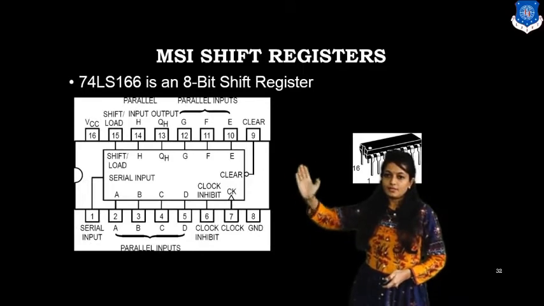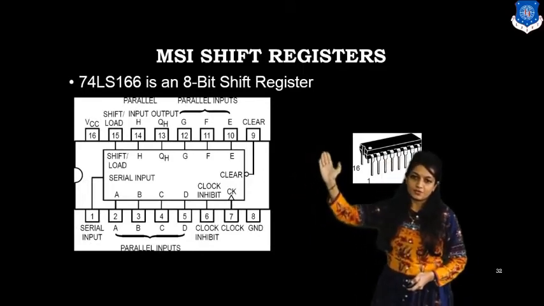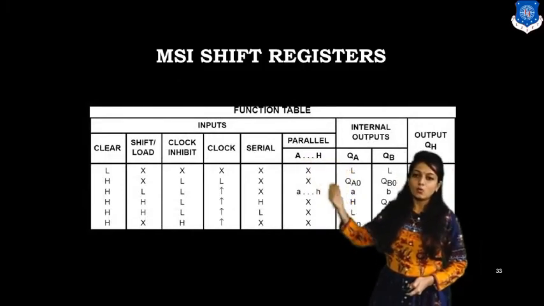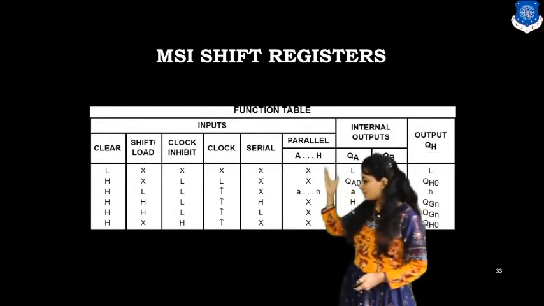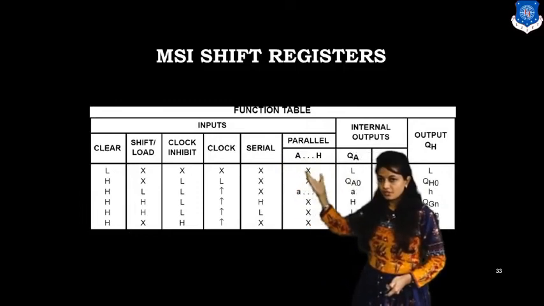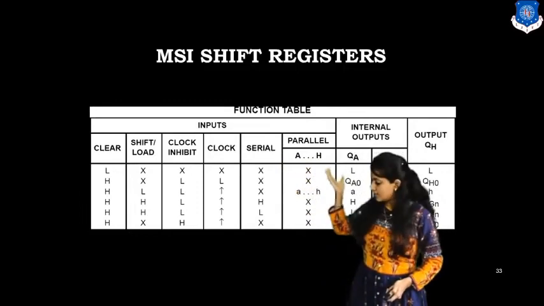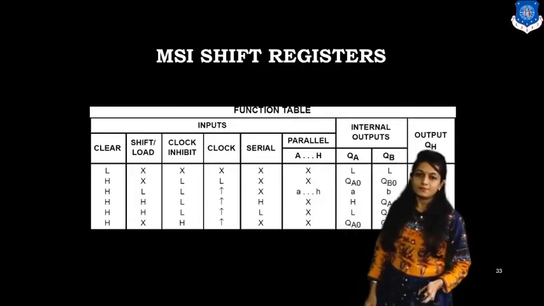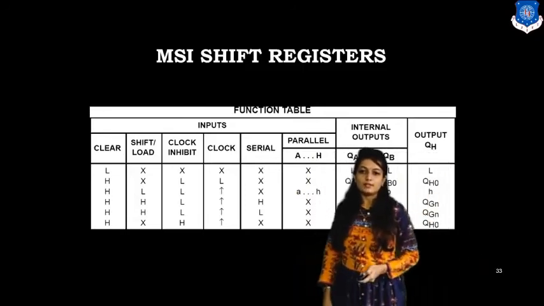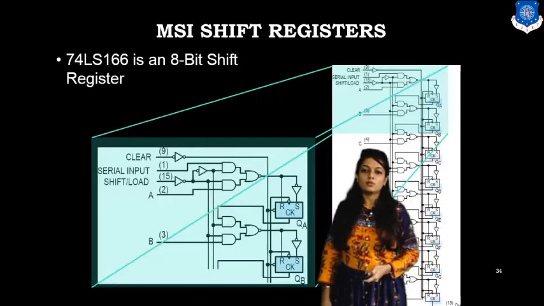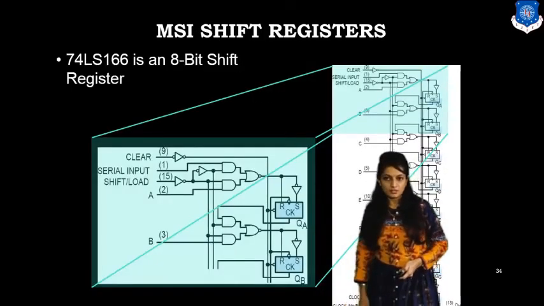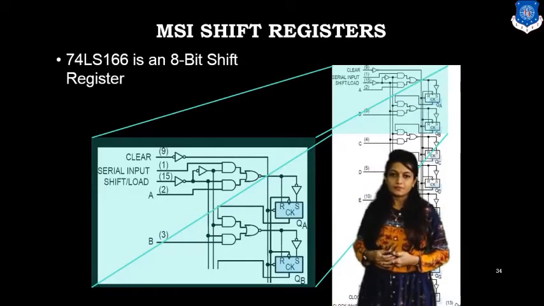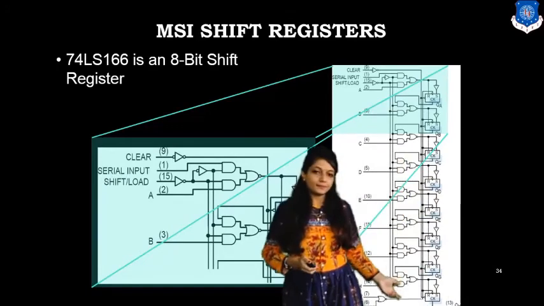This is the 8-bit 74LS166 shift register, and this is its logic diagram. This is how it functions based on the value of clear, shift and load operations, based on the clock pulse, its serial values and parallel outputs. This is how we can describe it with the truth table. So the MSI shift register 74LS166 is an 8-bit shift register which consists of this logical diagram.